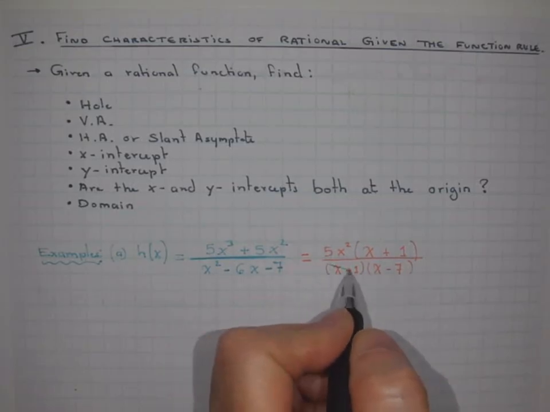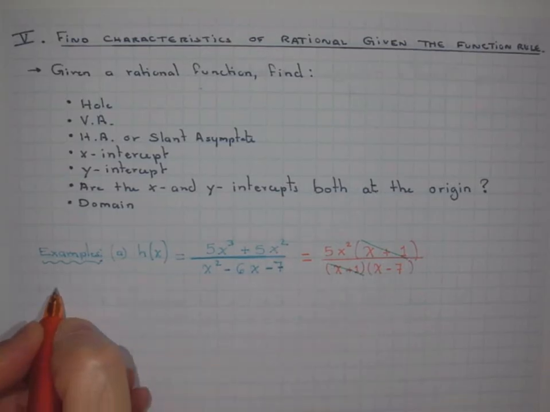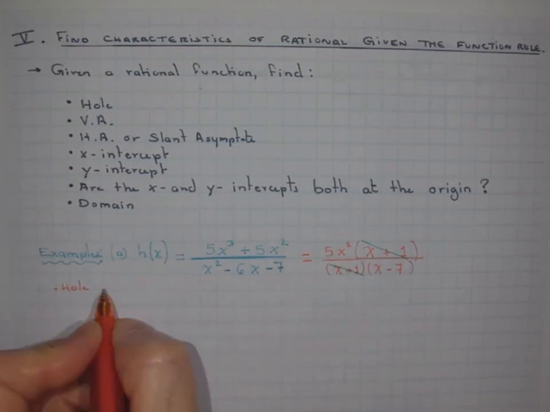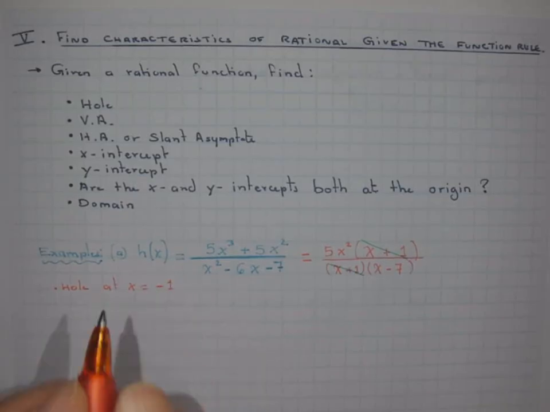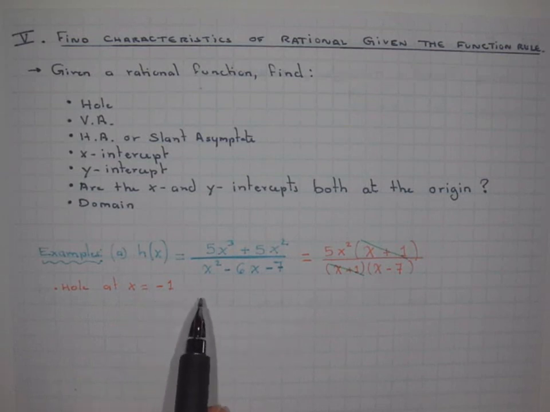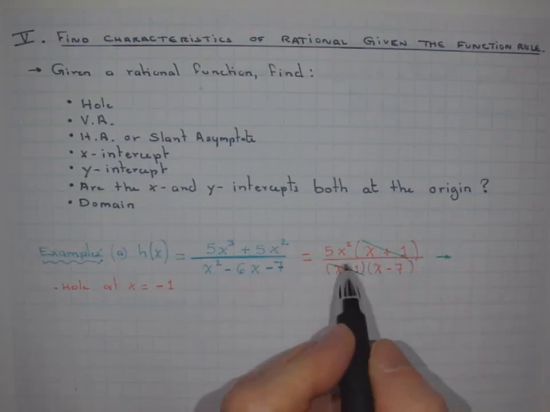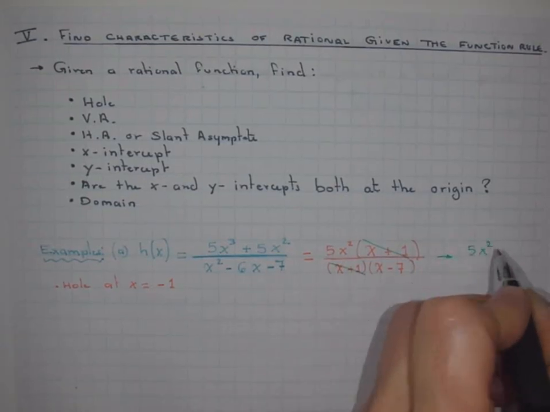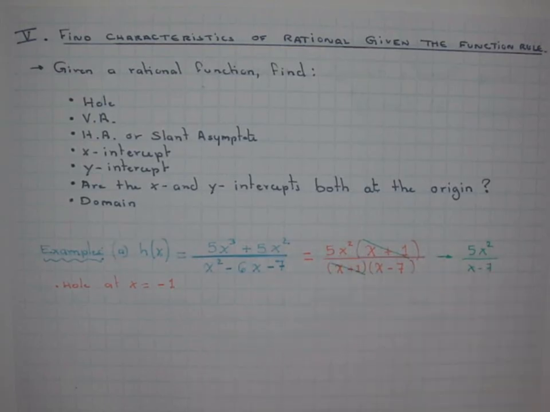Now that we have that factored, let's see what happens. We have a factor of x plus 1 in the numerator and a factor of x plus 1 in the denominator, so we already know that there is going to be a hole at x equals negative 1, right? But we cannot just stop there, because remember a hole needs a y value. We need to know how high or low that hole is for x equals negative 1. So we need to rewrite that in simpler form. Left over, after we cancel the hole, we would have 5x squared over x minus 7.